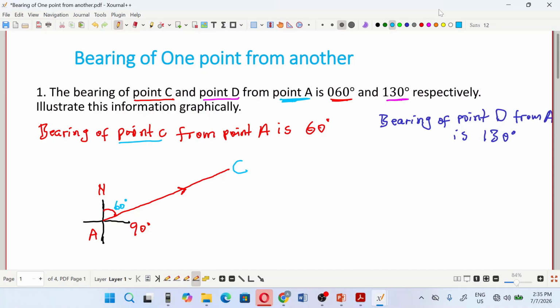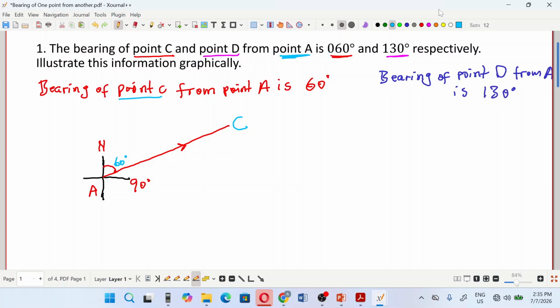And now let's pay attention here. The next one says the bearing of point D from point A. Again, the same point A, the point A has already been established, and we're looking for another point from it, which is point D. And it says the bearing of point D from the same point A is 130 degrees. This is 90 and this is 180 degrees. Then it tells me that we already know it must always start from the geographical north.